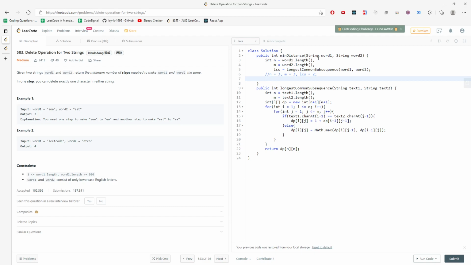So how do you actually make this 2 the output 2? For every single word, you need to subtract the LCS. So n minus LCS plus m minus LCS. This is because you need to change two strings to make them equal to each other, and this is not a coincidence. And if we use the LeetCode example, word1 is 8 long, and word2 is ETCO, echo, whatever, which is 4. And then the longest common subsequence is what?